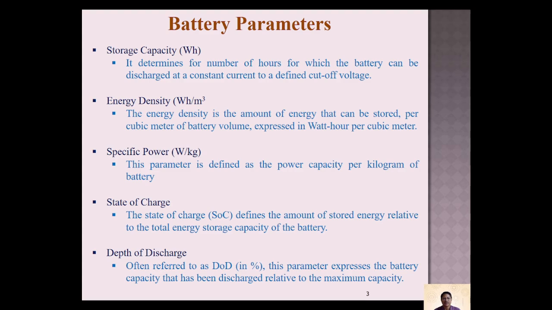This is specific power. Then state of charge. So how much energy is stored in the battery relative to the total energy capacity of the battery. It can be expressed as a percentage. Then depth of discharge, DOD, also expressed in percentage. This parameter expresses the battery capacity that has been discharged relative to the maximum capacity. So how much percentage of energy can be discharged from the battery to become empty. So this is depth of discharge.